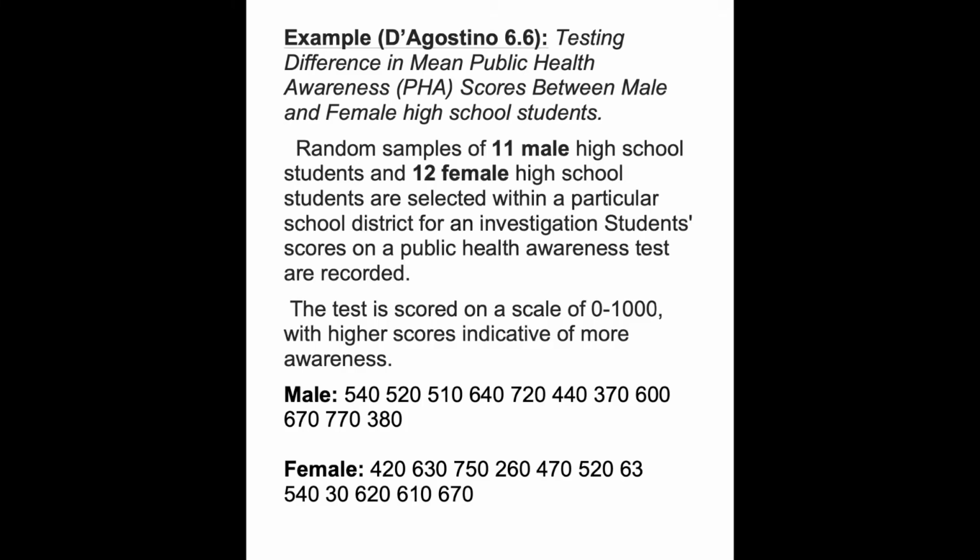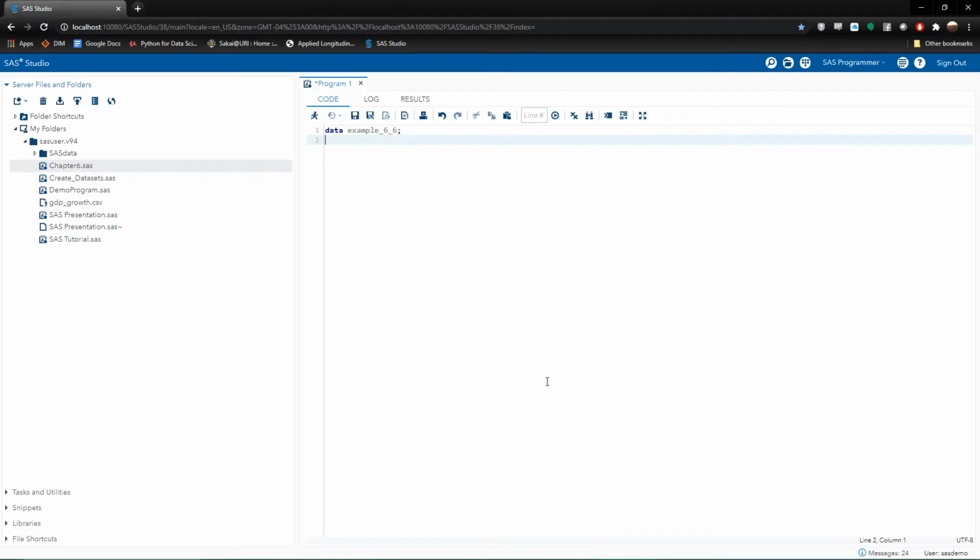So for our first example, we have random samples from 11 male high school students and 12 female high school students, and they participated in a public health awareness test, and we're trying to investigate if there's a difference between test scores between the male and female participants. If you recall from the SAS Basics tutorial, we're going to start off by importing our data.